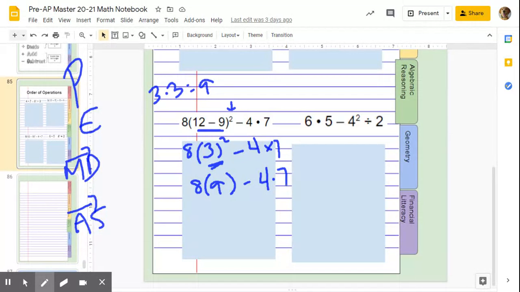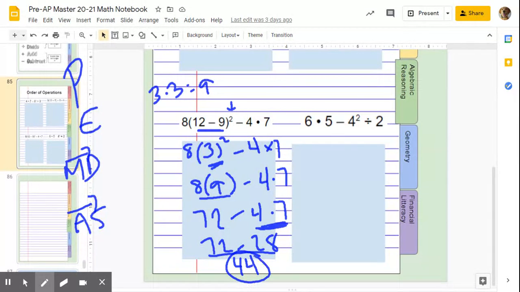So 8 times 9 is our next one. And 8 times 9 is 72. We're going to keep the rest the same, minus 4 times 7. There's still multiplication right here with 4 times 7, so we're going to do 72 minus 4 times 7, which is 28. And then our last step here is we have 72 minus 28. 72 minus 28 is going to give me 44 as my simplified answer.